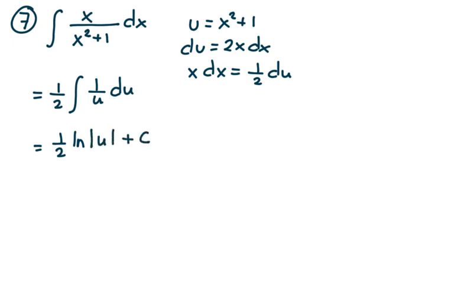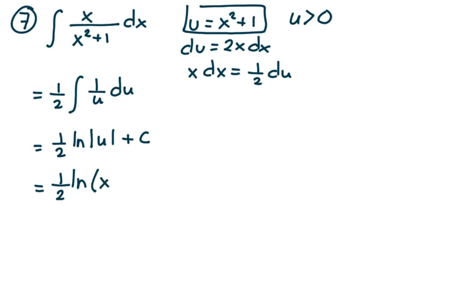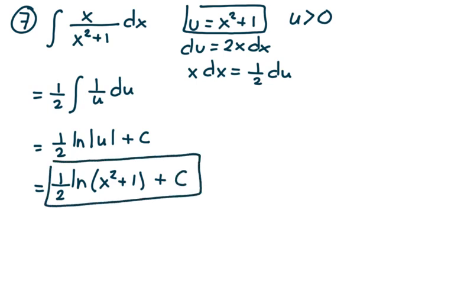But one important thing to keep in mind is u equals x squared plus 1, and that's always positive. u is going to be greater than 0 no matter what I choose for x. And so we can write this as 1/2 natural log of x squared plus 1 with no absolute value bars around the x squared plus 1, plus c. And that's how you do number 7.